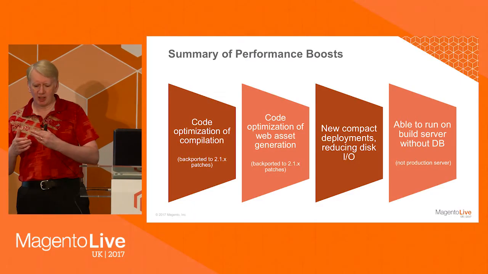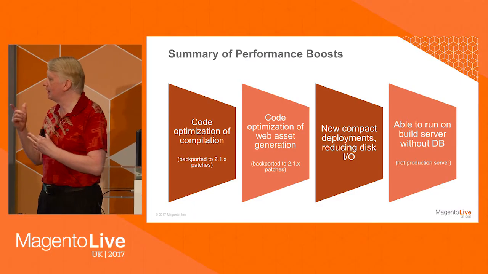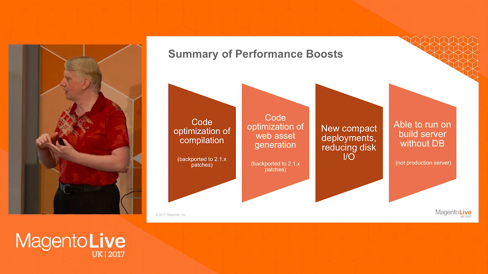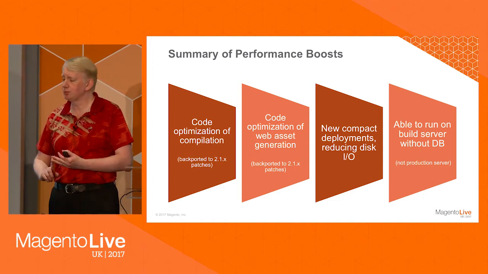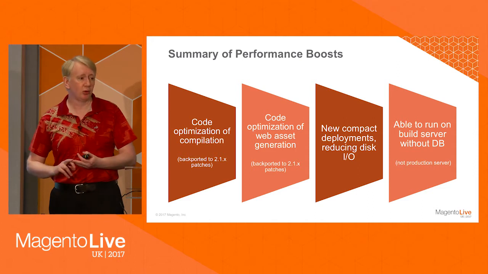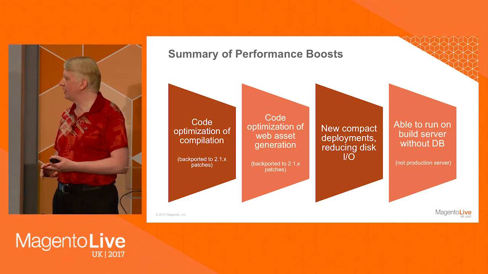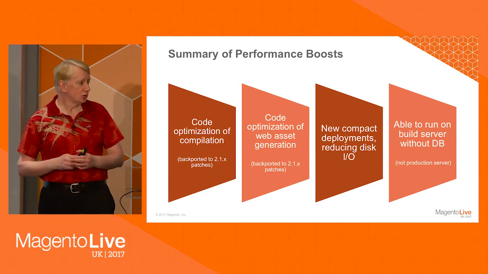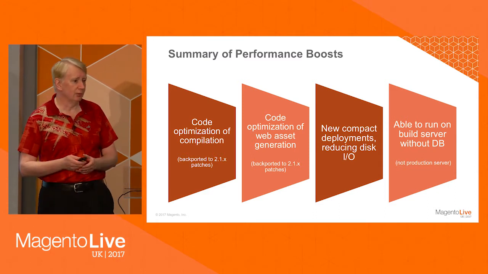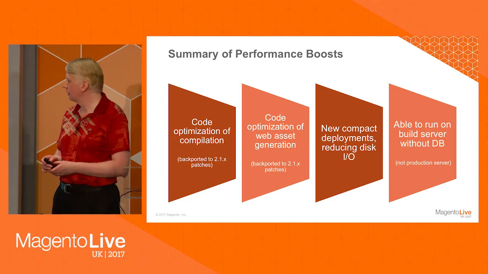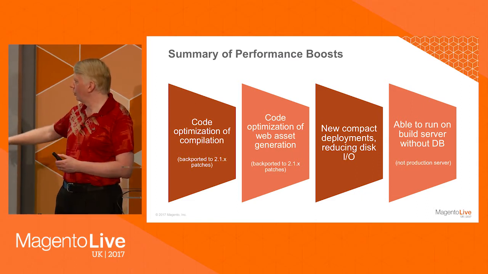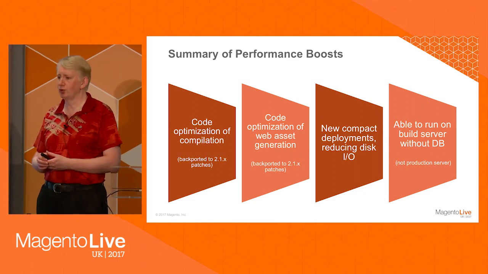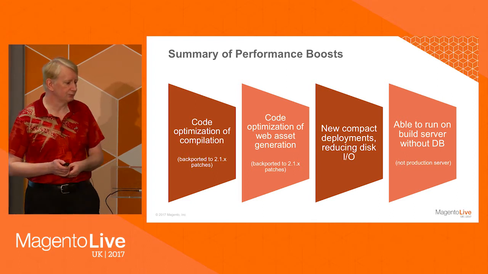So just to talk about the summary of the speed boosts very quickly then, just as a review. We've done a number of optimizations to the compilation processes. Most of them are backported already. The web asset generation is faster, most are backported. The new compact deployment, you should definitely look at using that. It does make things surprisingly faster. And it's also able to run on a separate build server without the database available.